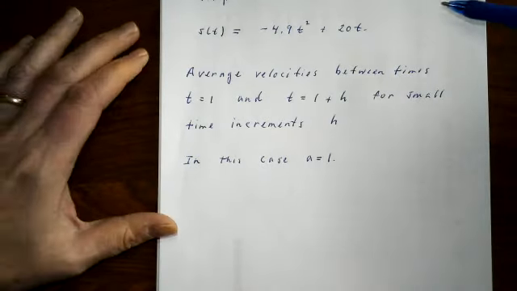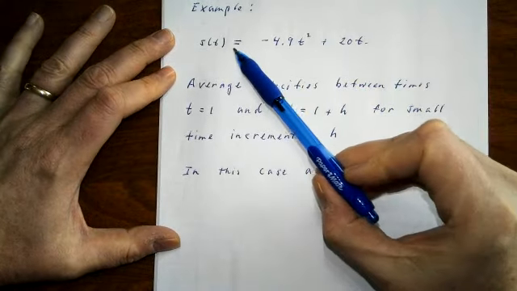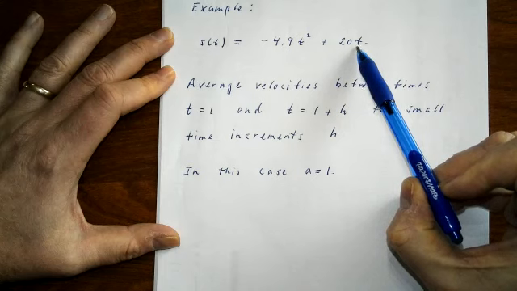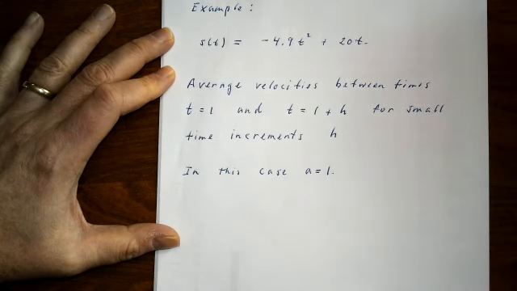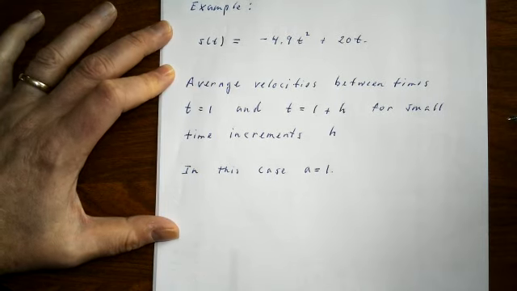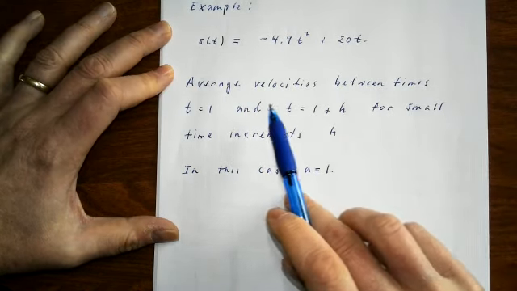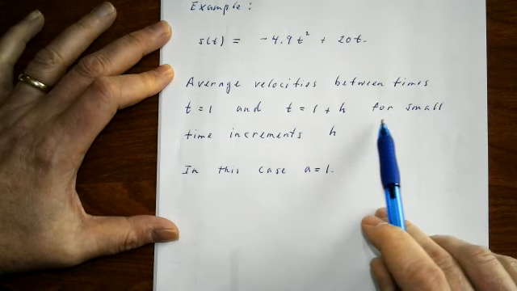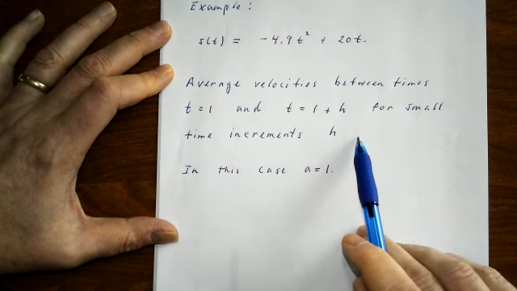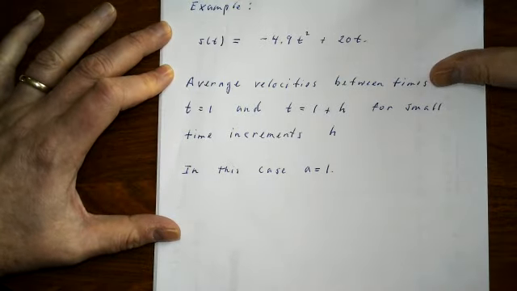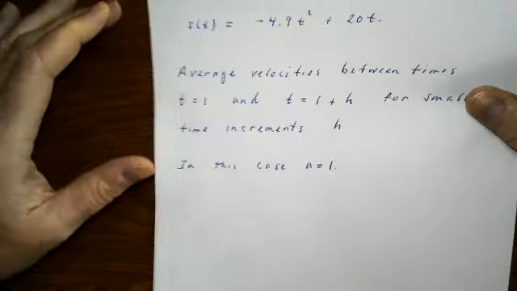An example that we've recently been discussing is something like s of t equals minus 4.9 t squared plus 20t. This describes the height above the ground of an object if I've thrown it vertically. Let's say I want to look at the average velocities between t equals 1 and t equals 1 plus h for smaller increments of h. In this case, I'm going to look at a equals 1, so I'm interested in average velocities starting at 1.